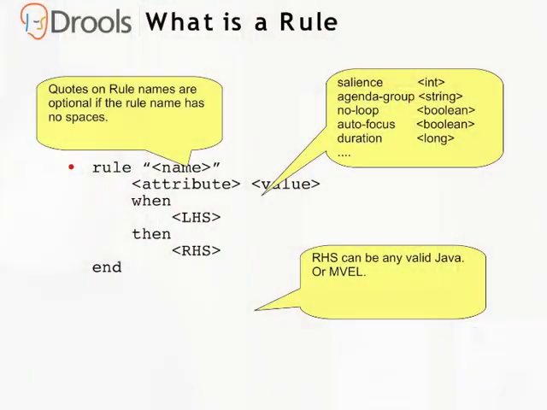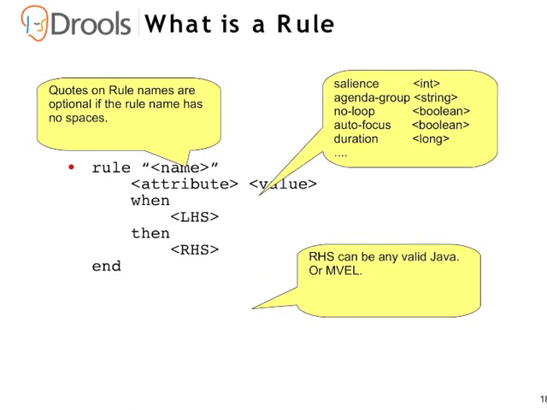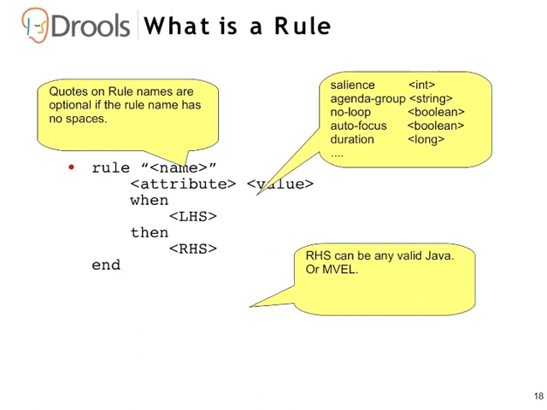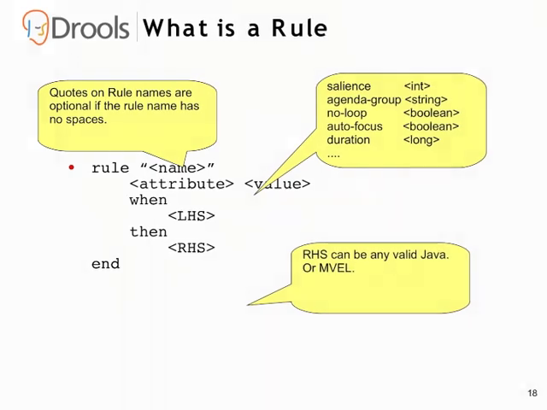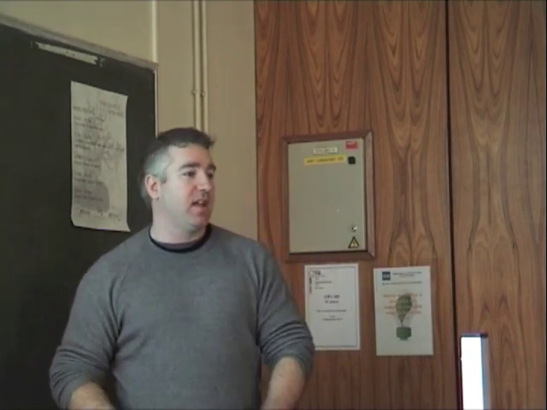So what is a rule? You've already seen the format. You have rule, name, quotes are optional. If you don't have spaces, you don't need quotes. Some attributes which control the rule execution behavior. You have the left-hand side, which is the when something happens. You have the then side, which is the right-hand side. When something happens, then do this. Then do these actions.